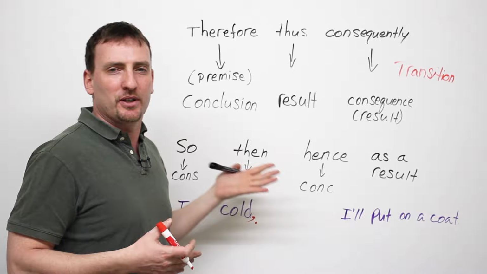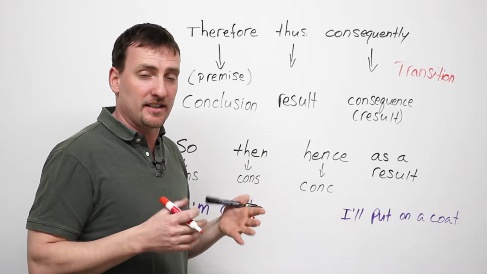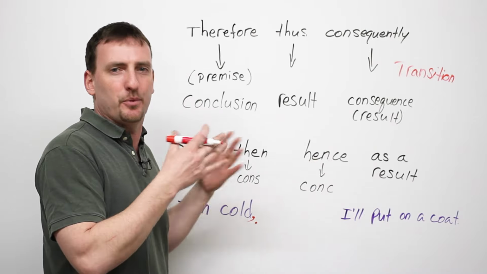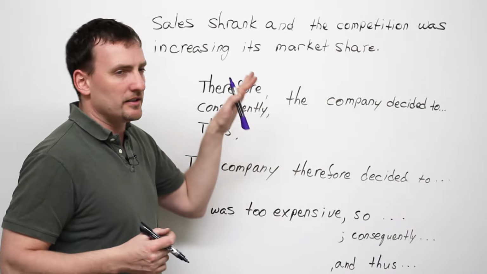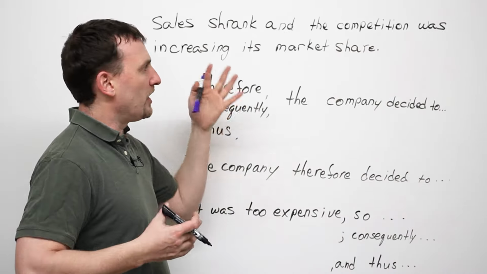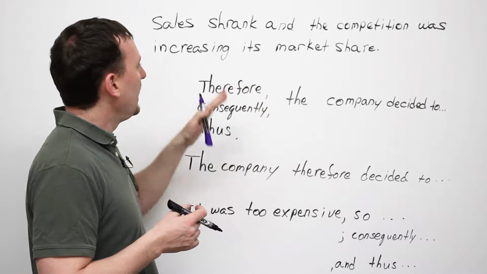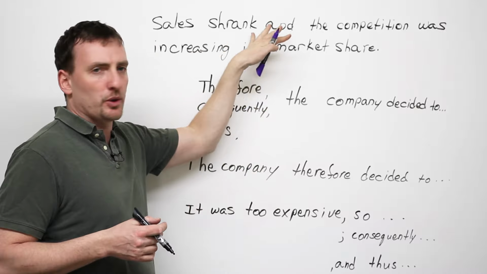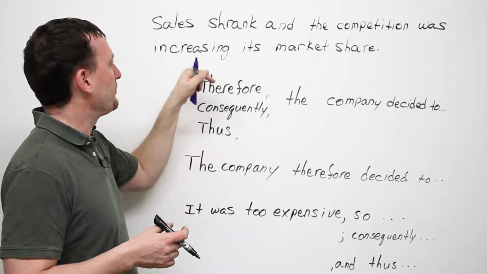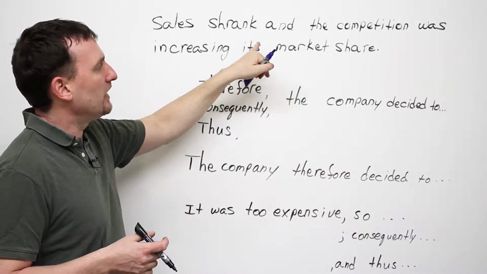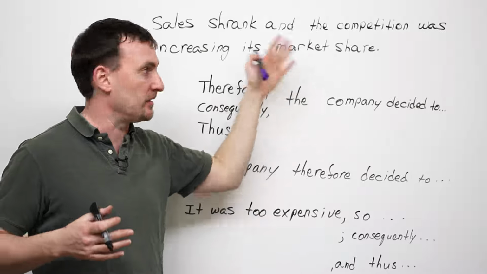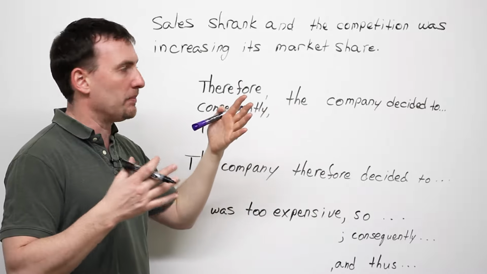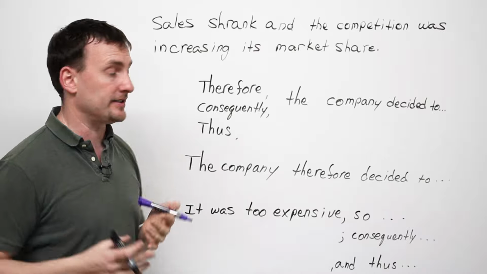But let's look at a slightly more sophisticated context, a little bit better written sentence, and see what the difference is. Okay, so let's look at this sentence now. It's a little bit more formal. We're talking about something a little bit more serious. We're going to look at the situation and the result or consequence, etc. Sales shrank and the competition was increasing its market share. Okay, maybe this is a business article, or you're talking about some sort of product, etc.